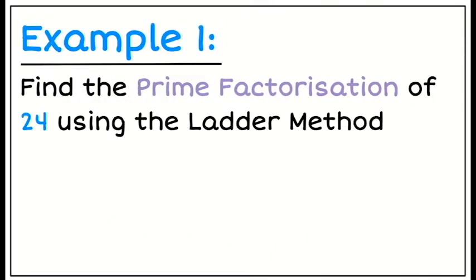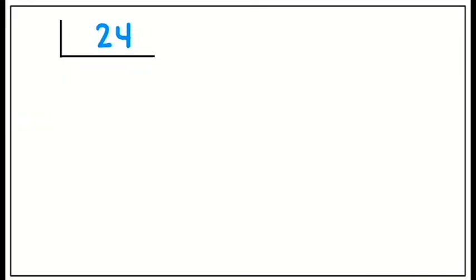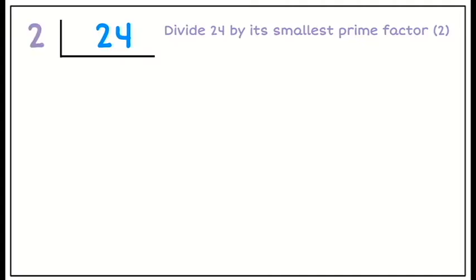So here is our example. We want to find the prime factorisation of the number 24 using this ladder method. So I start with the number 24 and I start with the beginnings of my ladder. And what I need to do is divide it by its smallest prime factor. So in this case 2. So 24 divided by 2 is 12.